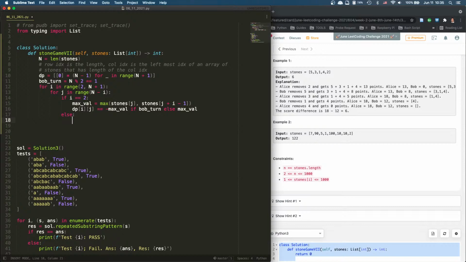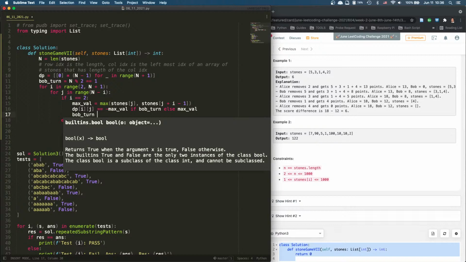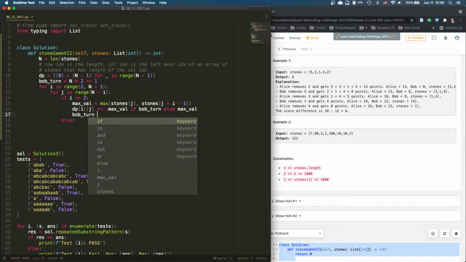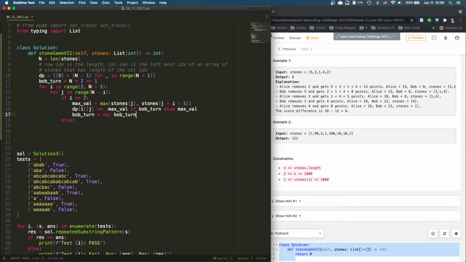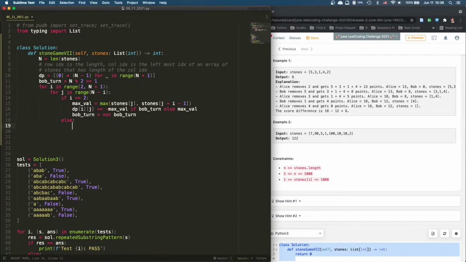depends on which turn it is. So after that, we're going to say Bob turn equals not Bob turn. Right? If Bob turn is true, the next one will be false, and it's not Bob's turn. If Bob turn is false, the next one will be true, and it will be Bob's turn. So next, actually, I think we have to do this for everything. So we're gonna just put it at the end.